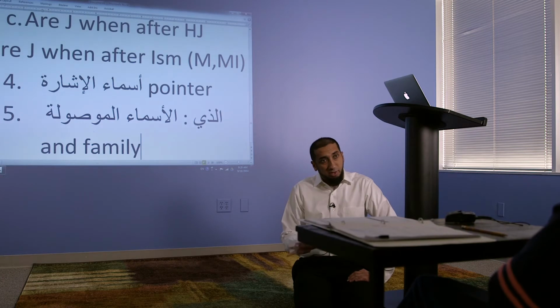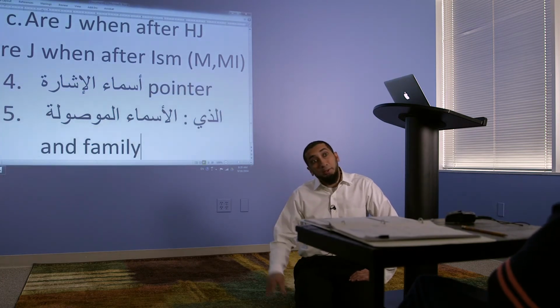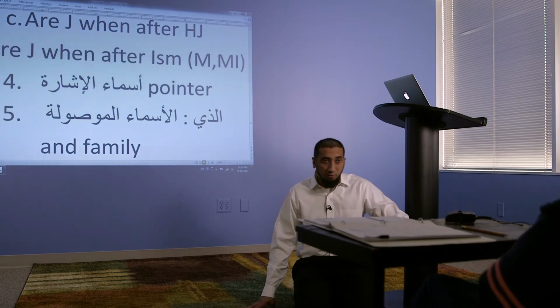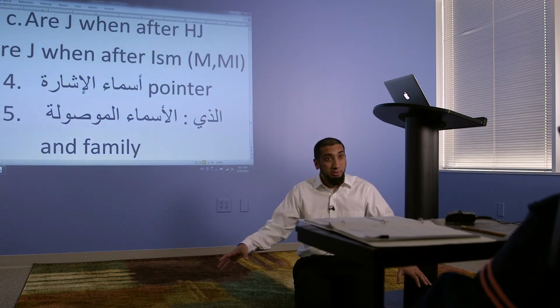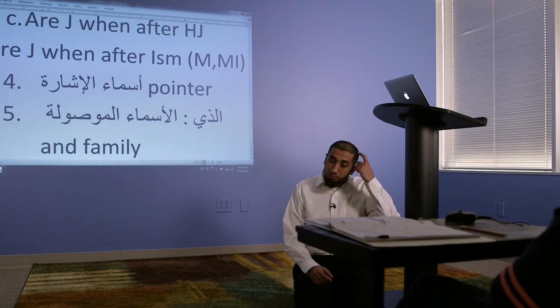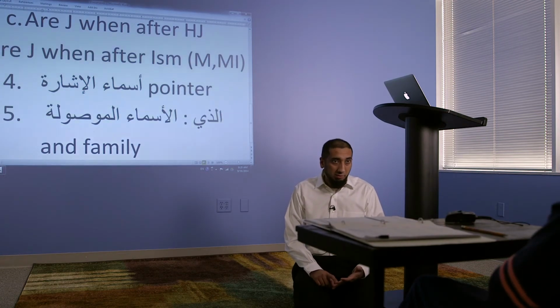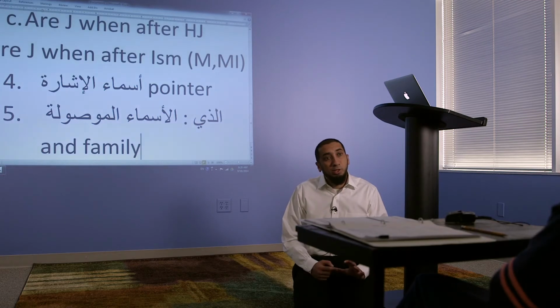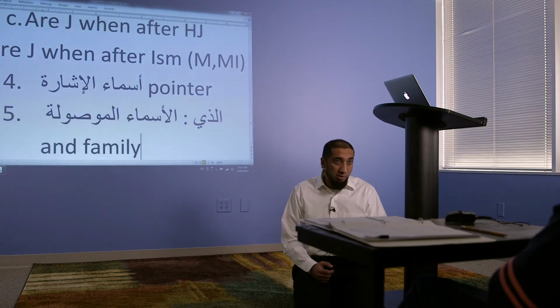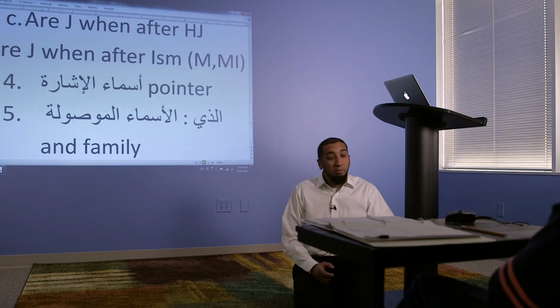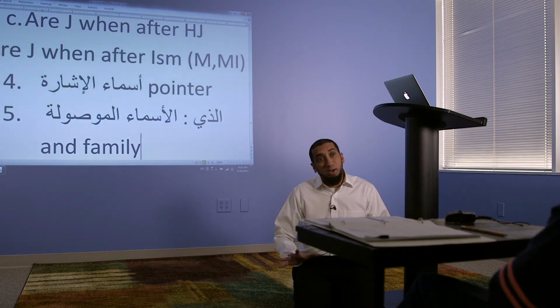When we're done with the 5 fragment review and we're done with the basic review, then there's another 5 new fragments. The fragments you learned before were mudaf and mudaf ilayh, mawsuf and sifa, harf jar and its victim, harf nasb and its victim, and ism al-isharah and mushar ilayh. That was the 5 fragments you learned originally. When we're done with this review, we're going to go on to 5 new fragments.